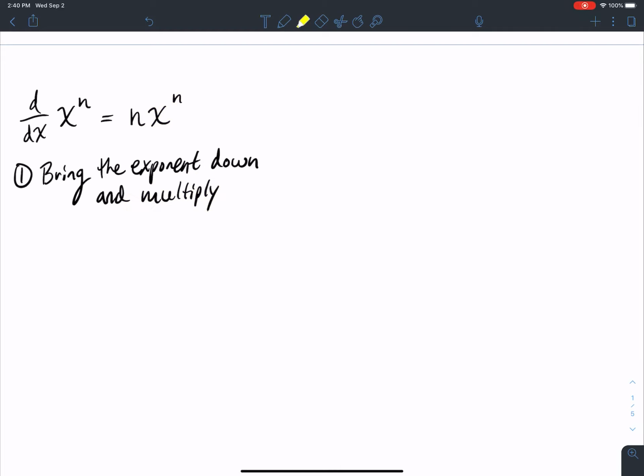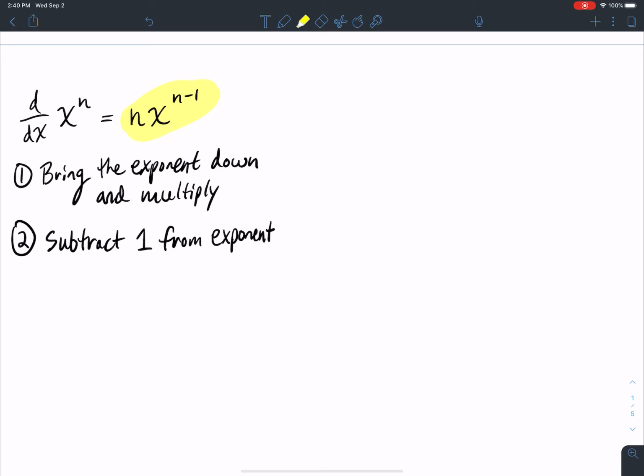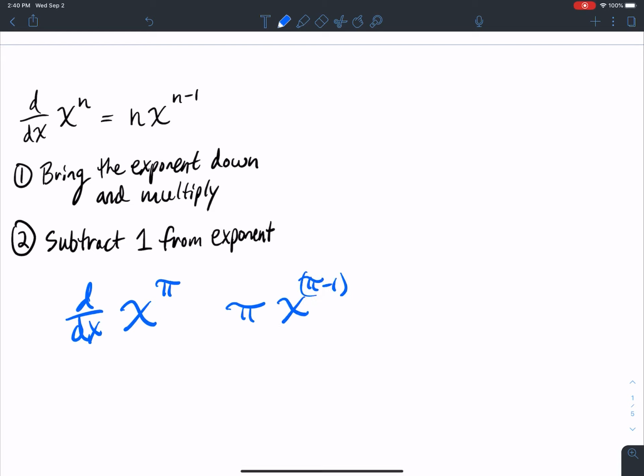So this becomes n times x to the n. That's step 1 in the power rule. Step 2 in the power rule says subtract 1 from the exponent. And if I subtract 1 from the exponent, now I have the derivative. Okay, so we've seen that several times. Even if I've got something weird like x to the pi, that derivative d dx here gets me pi times x to the pi minus 1 in the exponent there.